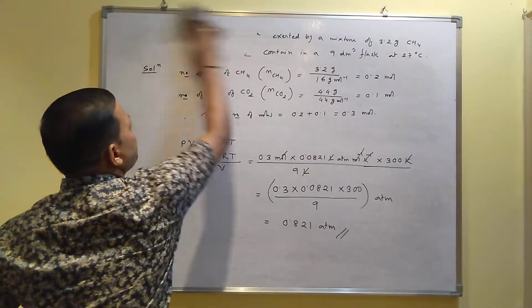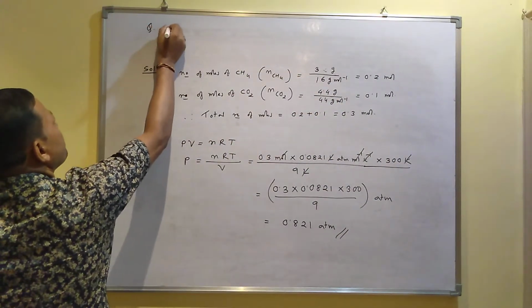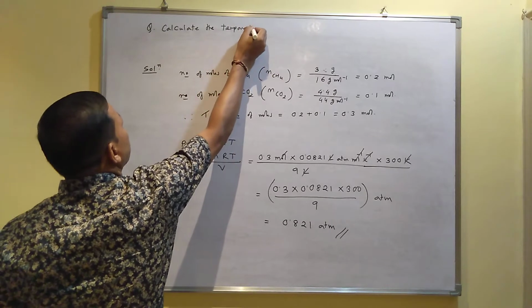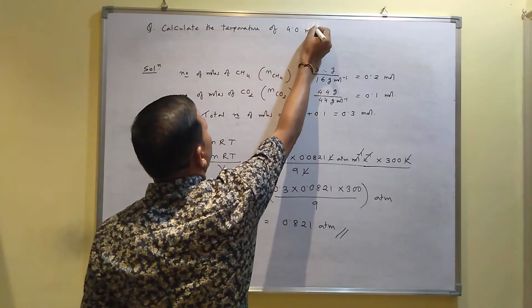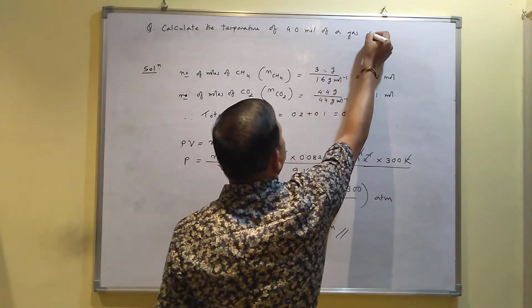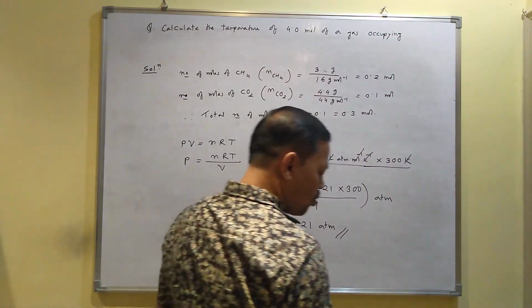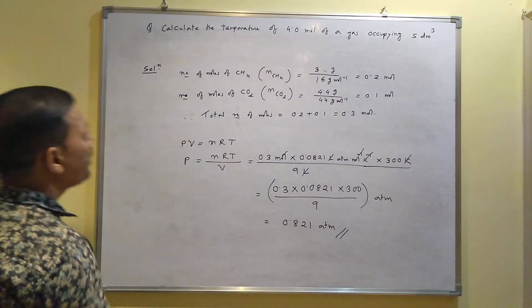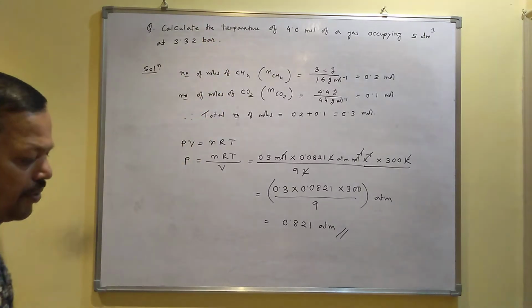Another question: calculate the temperature of 4.0 mole of a gas occupying 5 decimeter cube at 3.32 bar. Bar is the unit of pressure.